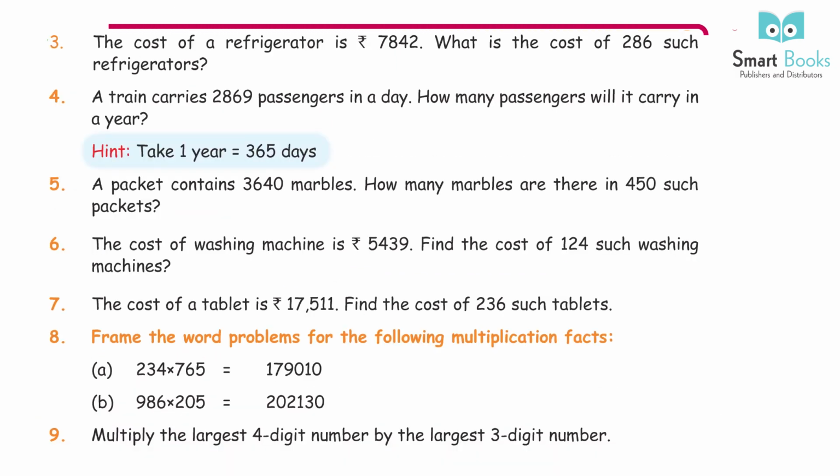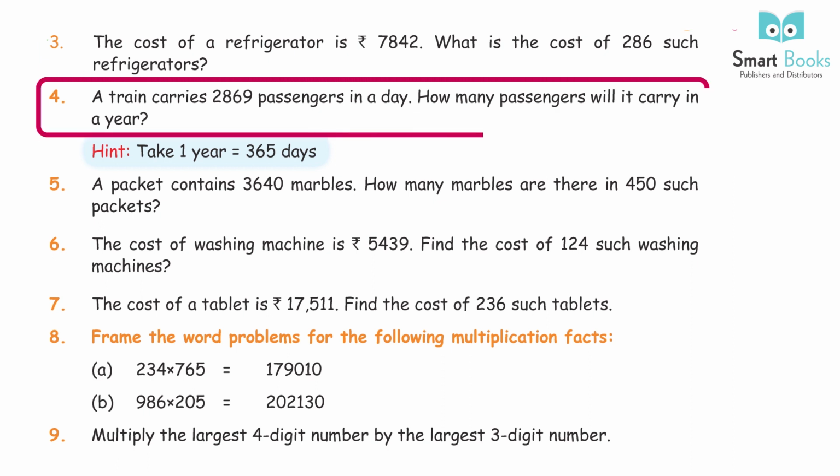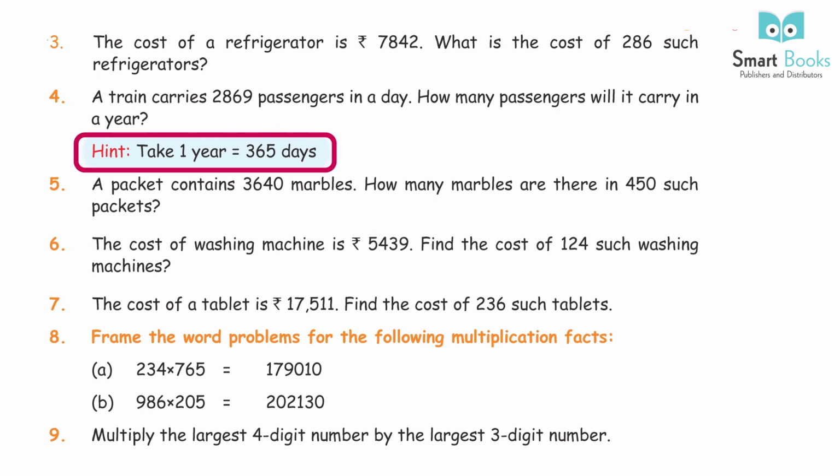Answer: 1,33,332. 3. The cost of a refrigerator is 7,842 rupees. What is the cost of 286 such refrigerators? Answer: 2,03,892. 4. A train carries 2869 passengers in a day. How many passengers will it carry in a year? Answer: 1,47,185. Hint: take 1 year is equal to 365 days.